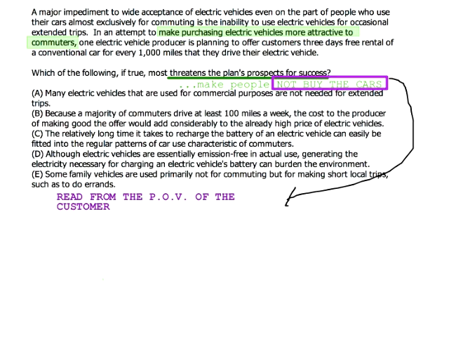If you look at the plan part that's already highlighted, in an attempt to make purchasing electric vehicles more attractive to commuters. So that's who you are here. The plan is meant to appeal to commuters. So success means that more commuters are buying these cars, and lack of success means that they're not. So from the point of view of the customer, this means you are a commuter who is considering buying one of these things.